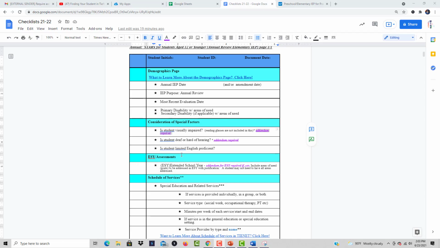All right, so I hope this helps you understand a little bit more about the special consideration of special factors. I didn't go too in depth on this one. It was just more nuts and bolts about how it works in TieNet, but hopefully this is useful.